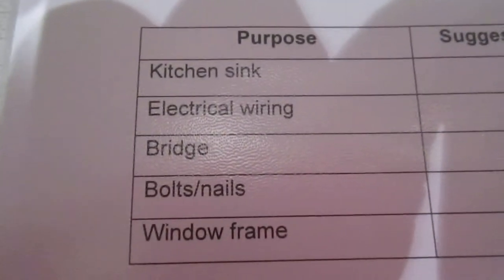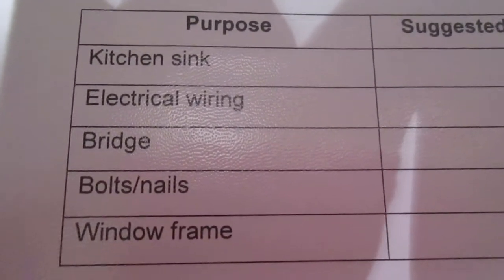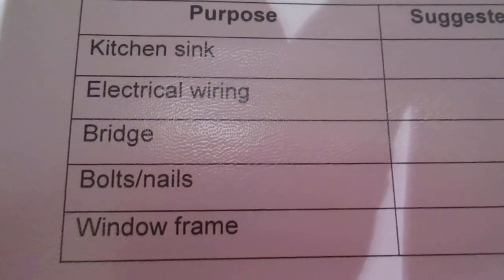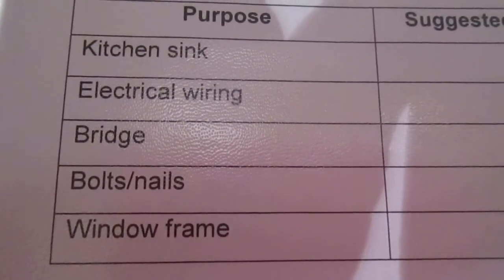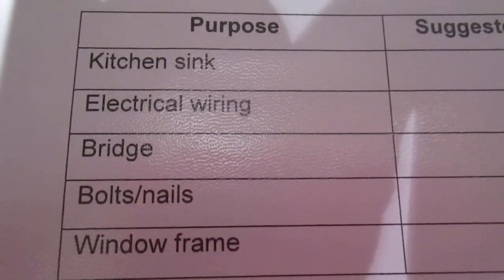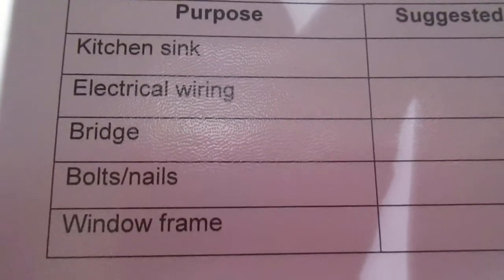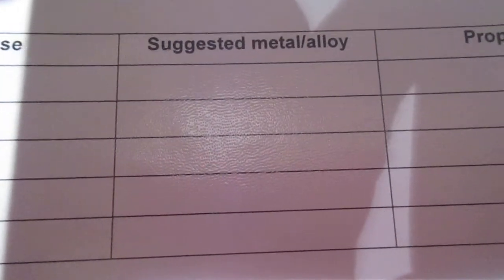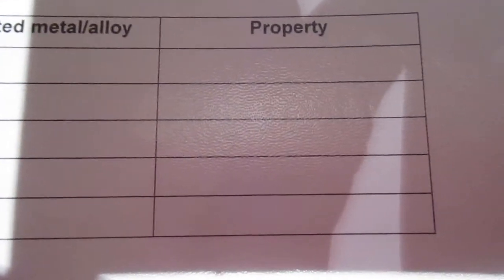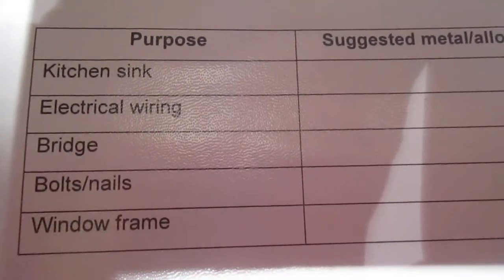Do you want these things to be strong or water resistant, or have good electrical conductivity? Do you want it to be corrosion resistant? Is it going to be around water a lot? So try to think of what purpose these things should have, what they should be made out of, and the property. So you can copy out this table now and start filling it in.